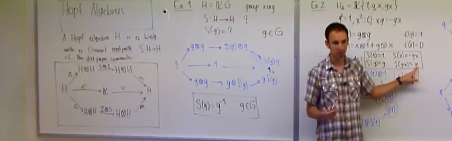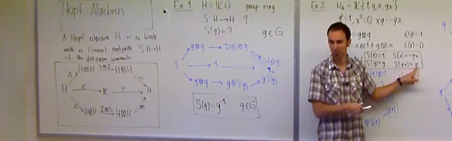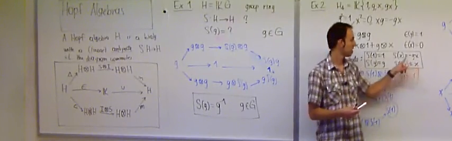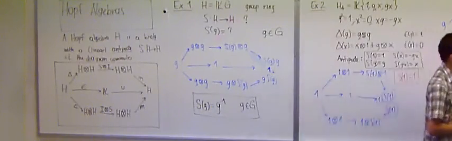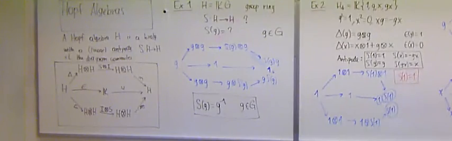S to the 4 of x is x, and S to the 3, S to the 2, S to the 1 are not. And similarly, S to the 4 of gx is gx. And so in this example, S has order 4 in this particular Hopf algebra.